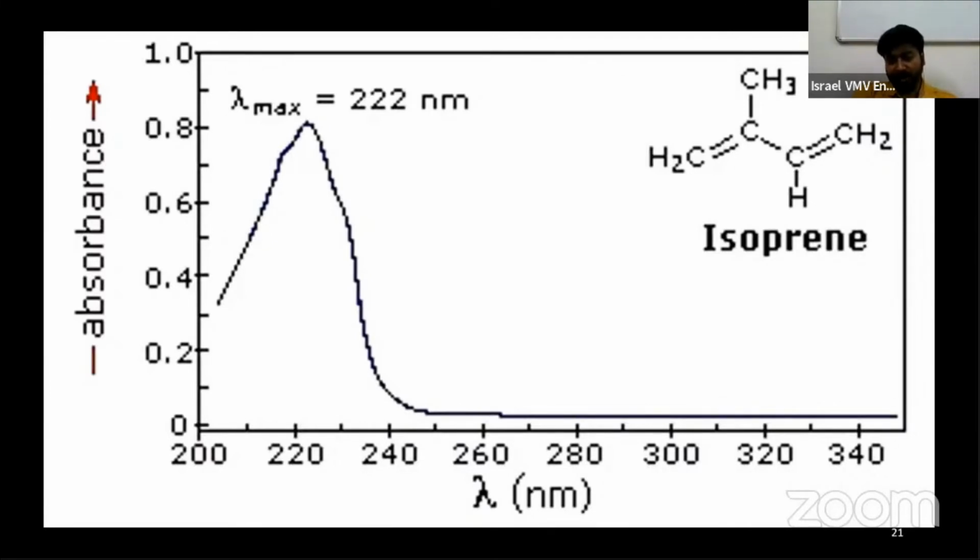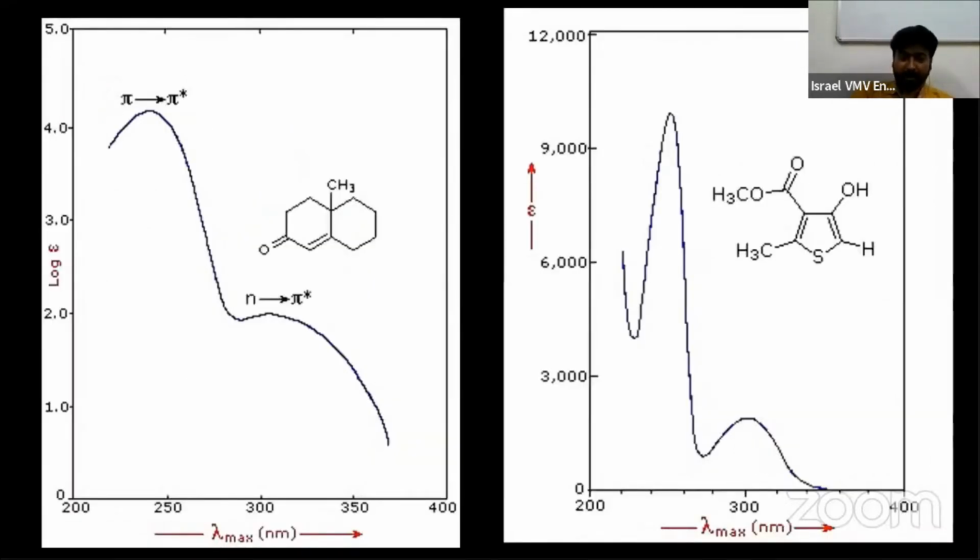And what is above 200 is obviously interesting, and that shows what kind of bonds are there and how many conjugations are there. Conjugation means double bonds in alternate positions. If the double bonds are in alternate positions, the absorption is more and the spectrum shifts to a longer wavelength. And you find a second band here in this molecule.